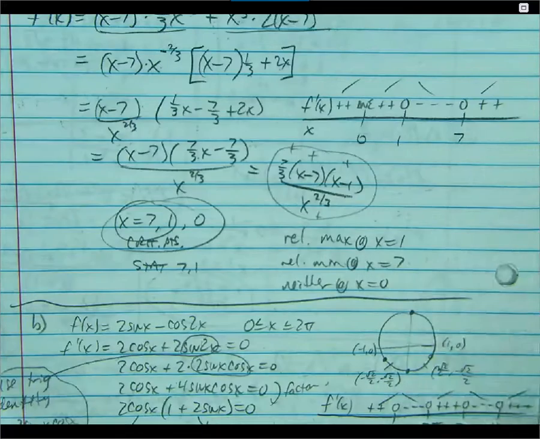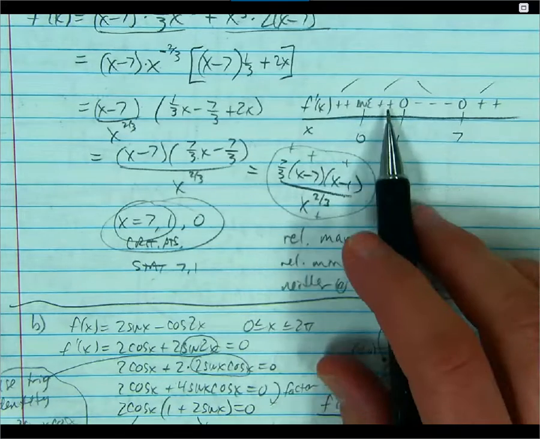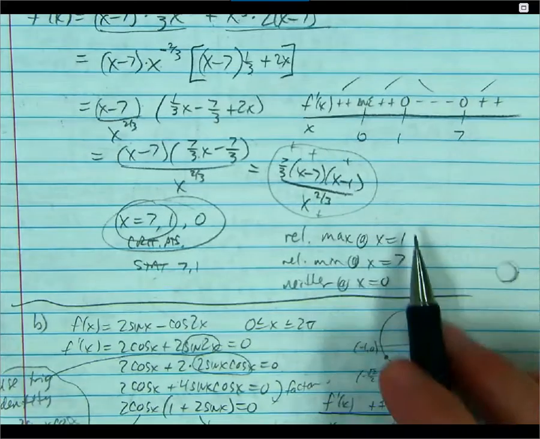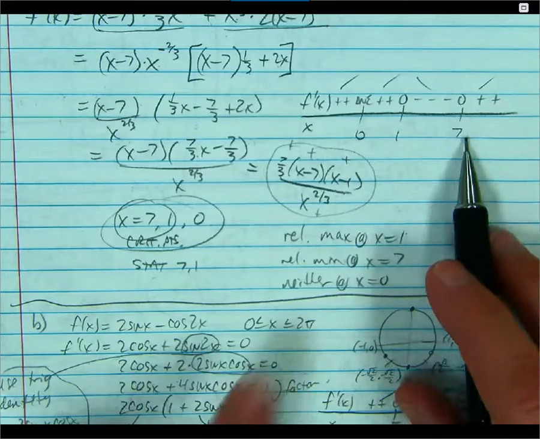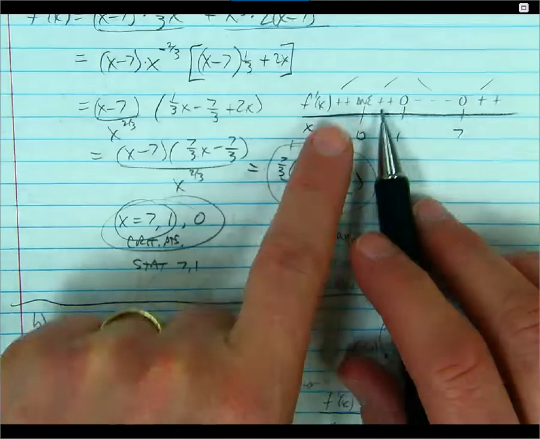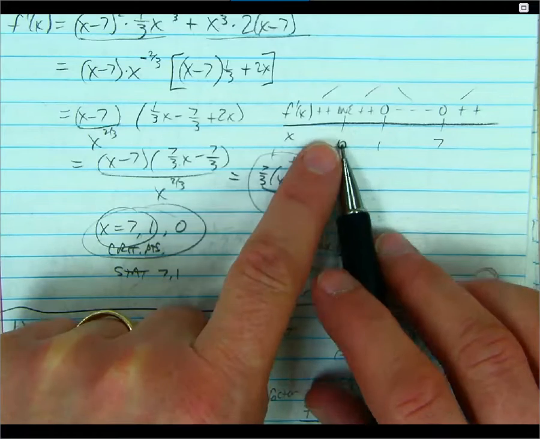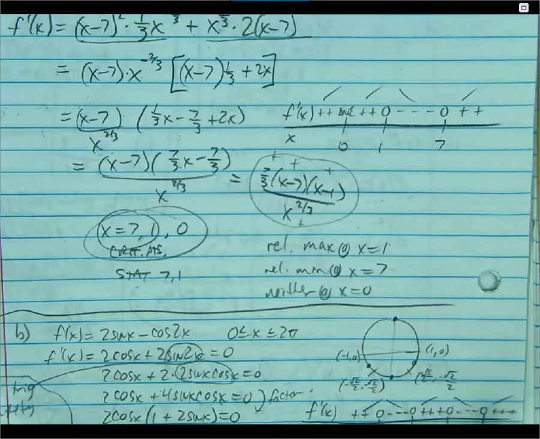All right, so there we go. We got some increasing, increasing, decreasing, increasing. I see a change in sign right here. So that makes 1 a relative max. Over here we have a change in sign from decreasing to increasing, so that's a relative min. And there's not a change in sign. There's no change in sign, I repeat. No change in sign at 0. So we have not a max, not a min at x equals 0.